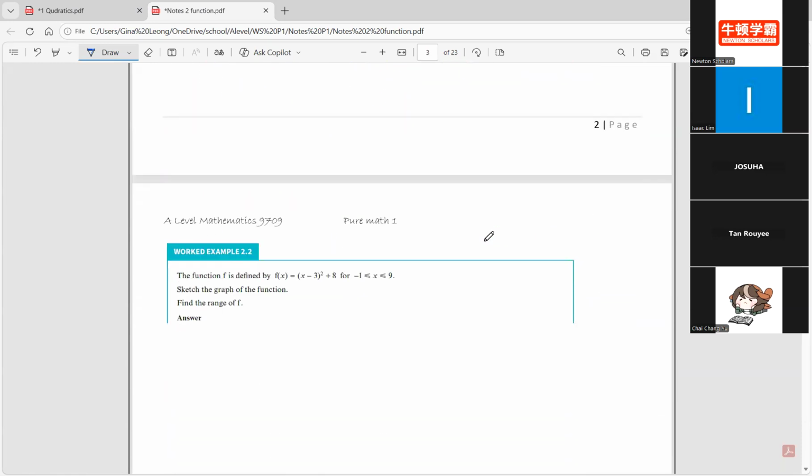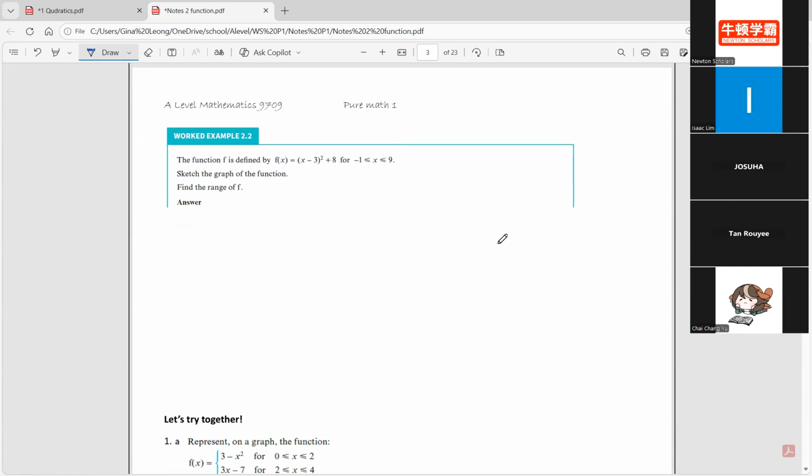Okay, I move on. We go for this one. He asks you to sketch the function graph. Because this is already in completing square form, you can straight away know that this one is your minimum value. Because my a is 1, positive, it is a minimum value. Your x value is 3, your y value is 8.